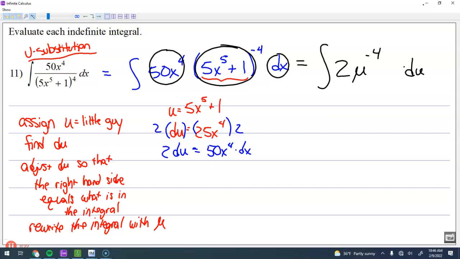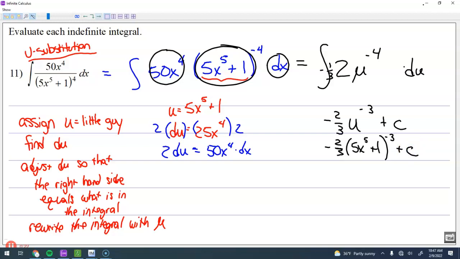Now I integrate this. So this is way easier to integrate, right? Add 1 to the power. Multiply by the reciprocal of the new power. So it's negative 2/3. And then you just put u back how it was. So what is u actually equal to? 5x to the fifth plus 1. And that's your answer.